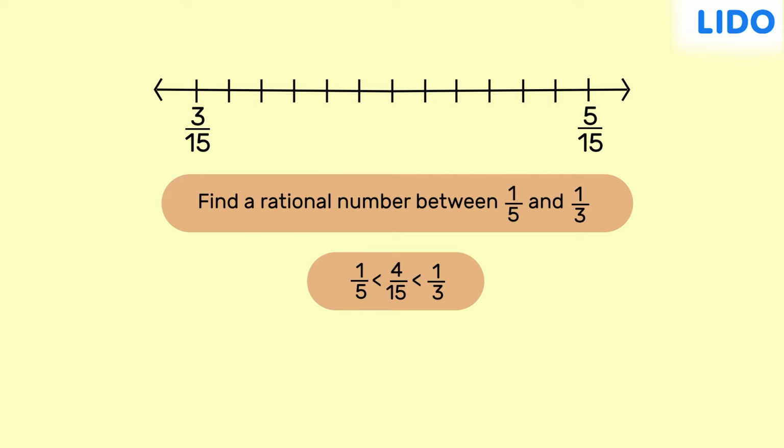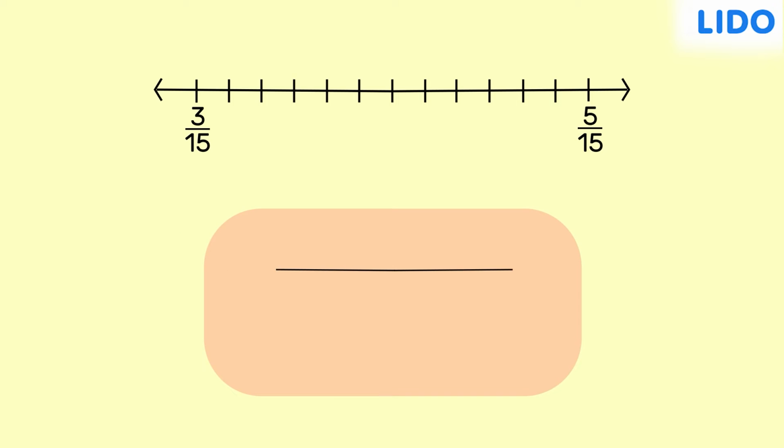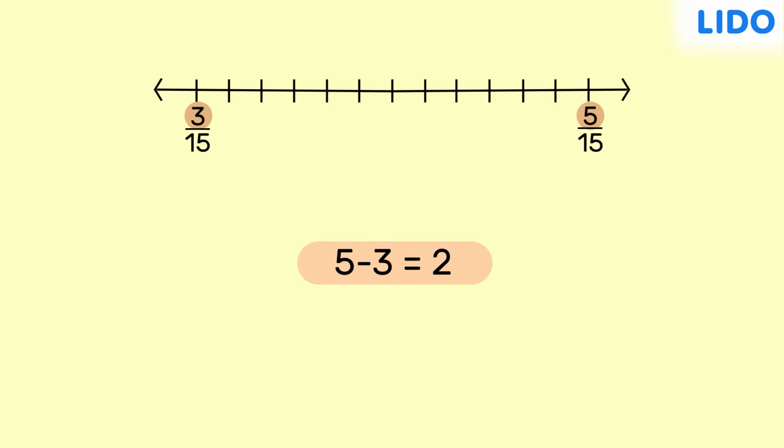Now let's say we want to find three rational numbers between 1 by 5 and 1 by 3. How will we do this exactly when there is only one integer between 3 and 5? Remember that in order to find n integers between any two integers, the difference between them has to be at least n plus 1. So if we want to find three integers between any two integers, then the difference between those two integers should be at least 4. But the difference between the numerators of the equivalent fractions we just obtained is 2. Remember, these fractions are equivalent to the rational numbers in question.